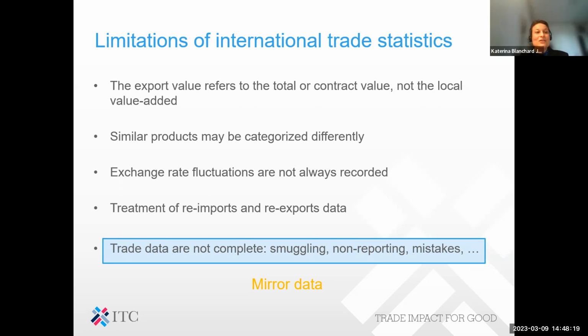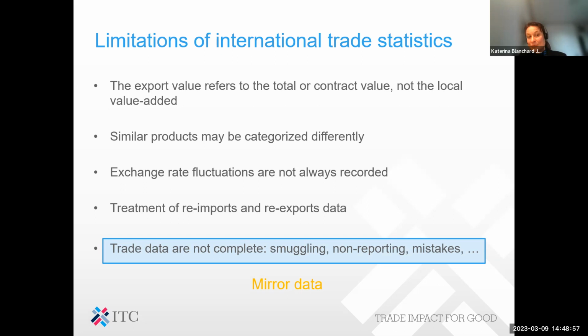And we also have the issue of the treatment of re-imports and re-exports. The international recommendation would be to include the re-imports and re-exports in the global data on exports and imports. But sometimes the countries do differently. Obviously, the trade data is never 100% complete. We have no way to cover the informal trade, for example, smuggling, the trade that is not reported. We relentlessly try to remove the mistakes, but some mistakes cannot be removed.